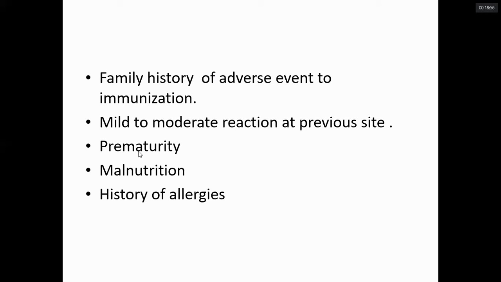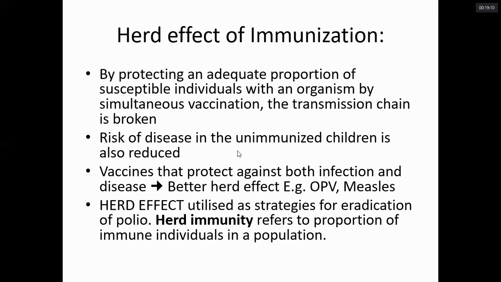So prematurity is also not the contraindication. You can give the vaccine if there is family history of adverse effect to immunization, mild to moderate reaction at previous site, prematurity, malnutrition, history of allergies. These are not the contraindication of the vaccines.